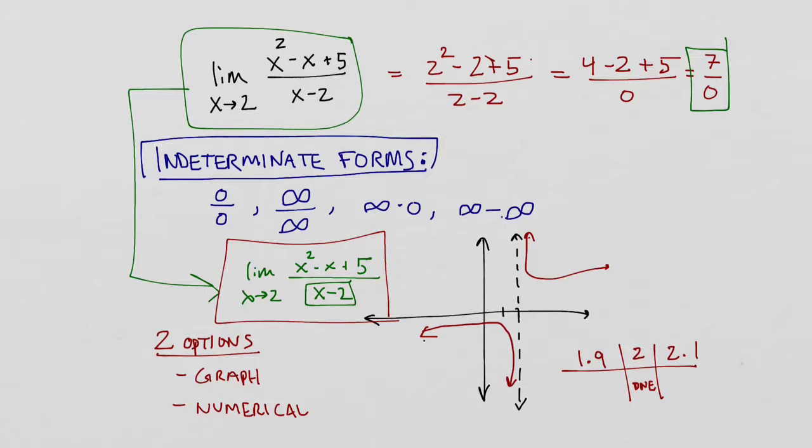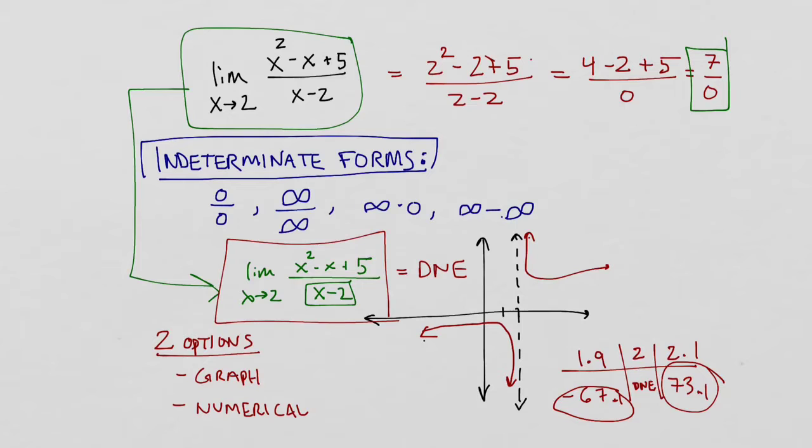If you plug 2.1 in for x into this function, your output value is going to be 73.1. And if you plug in 1.9 for x, you end up with negative 67.1. So knowing what we know about a vertical asymptote, and knowing that as we approach from the left we're getting a big negative number, and as we approach from the right we're getting a big positive number, we can with all certainty say that the limit from the left does not equal the limit from the right, and therefore this limit fails to exist. So the answer here is that the limit does not exist.